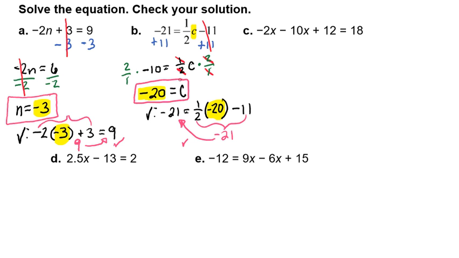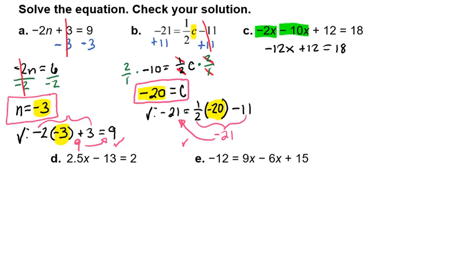Now for this next problem, we're going to see something a little bit different because now we have two terms that have a variable in them. So what we're going to do first is combine those like terms. Negative 2 plus negative 10 is a negative 12. So we'll have negative 12x plus 12 equals 18.